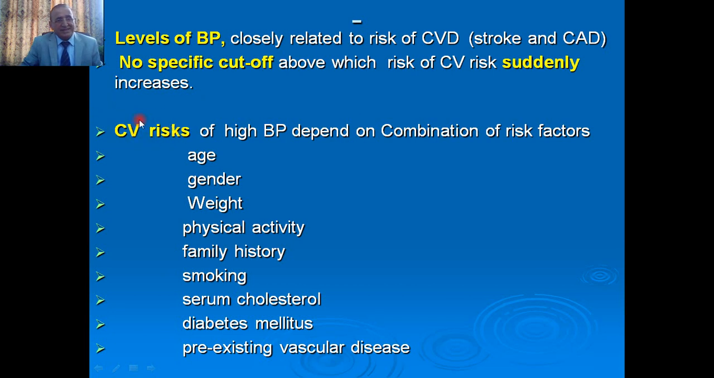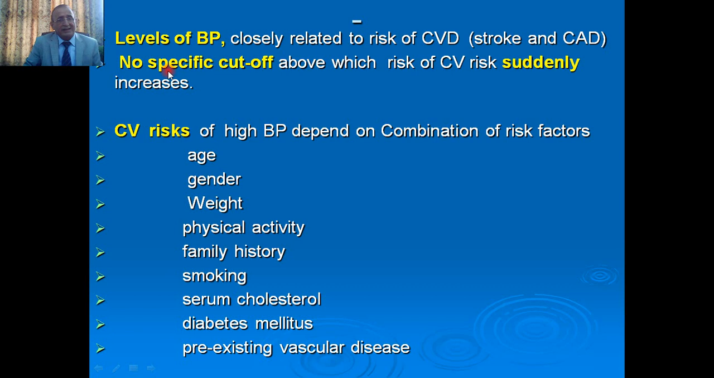So the blood pressure is linked to the age of the patient. The older the patient, the more the risk. Also the gender, male patients, overweight patients, those who don't have physical activity, or those who are smoking, having high cholesterol, diabetes, and remember, these are the risks of atherosclerosis. So anyone or multiple of these risks with any level of blood pressure will put the patient at risk of cardiovascular disease. Obviously, a patient without these is still at risk, but not that much risk.